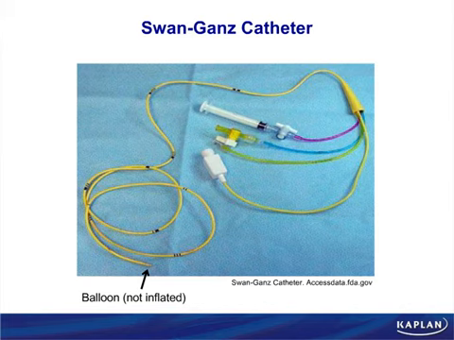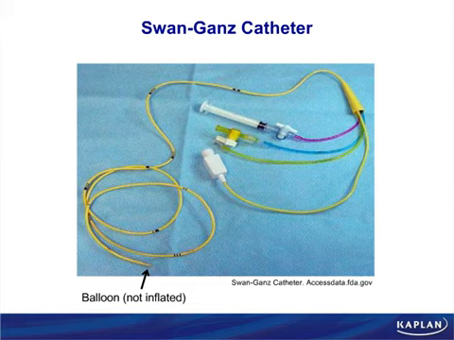Notice that it's yellow and it has multiple ports. And at the very end, you have a balloon that you can inflate. Now, this gets put into a vein, like the subclavian vein. And the idea of this catheter is we put it in a large vein, we blow up the balloon, and the balloon helps guide, so to speak, or allows the catheter to advance in the same direction as blood flow. So that was the original idea of the Swan-Ganz catheter.